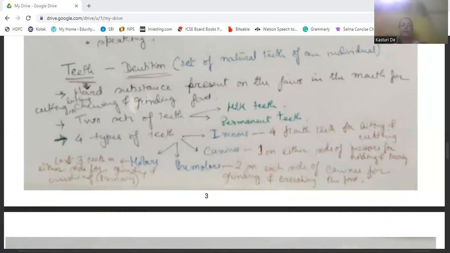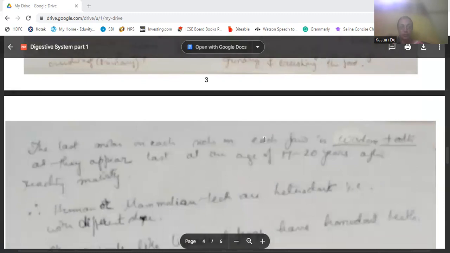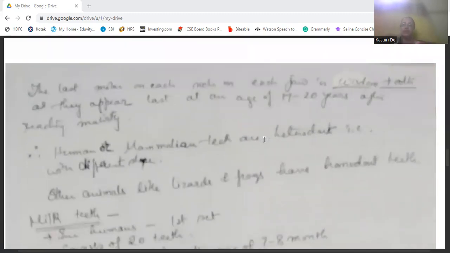And the last tooth is the wisdom tooth. The last molar on each side of each jaw is the wisdom tooth. Why are they called wisdom teeth? Because they appear last, at the age of 17 to 20 years, after reaching maturity. After we have grown into adults, at 17 to 20 years, this wisdom tooth comes out. Human or mammalian teeth are heterodont. Why heterodont? They are of different shapes. Other animals like lizards and frogs have homodont teeth, that is, the same type of teeth.